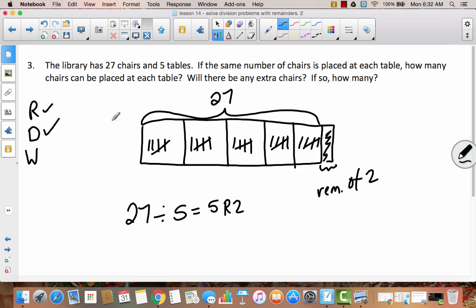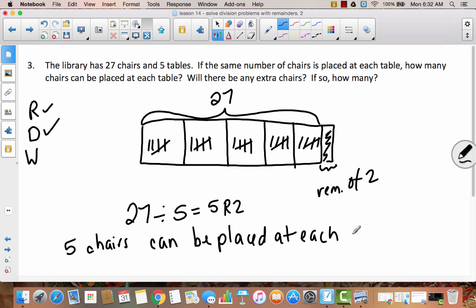How many chairs can be placed at each table? So if we only have 27 chairs and we have 5 tables, that means that 5 chairs can be placed at each table. And it says, will there be any extra chairs? If so, how many? So 5 chairs can be placed at each table, not tables, at each table with 2 extra chairs.